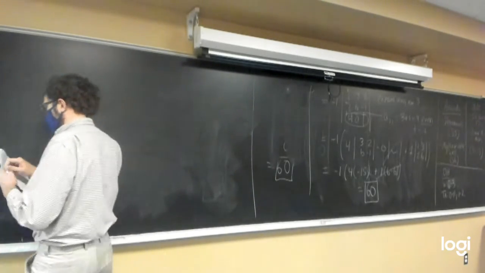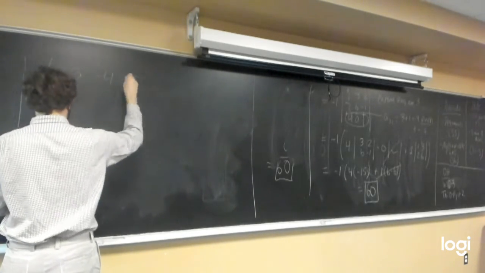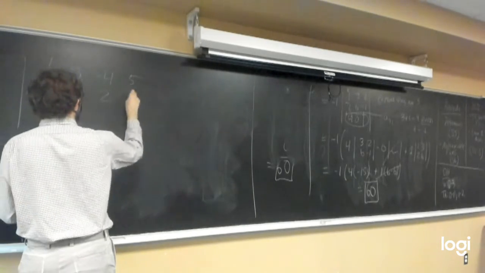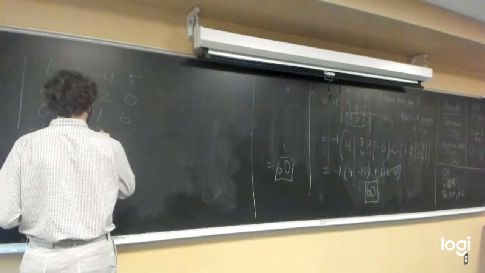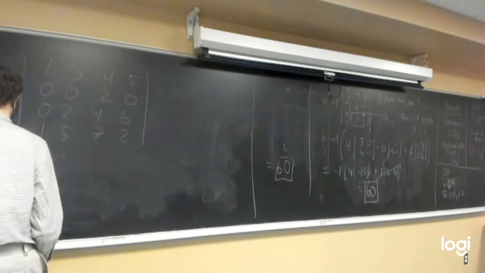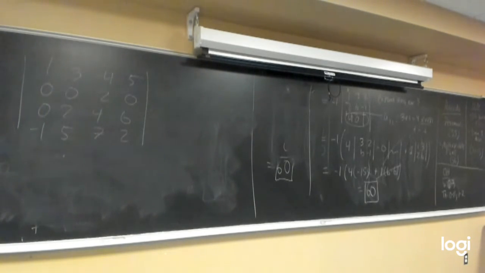So let's do this top one on the second to last page. 1, 3, -4, 5, 0, 0, 2, 0, 0, 2, 4, 6, -1, 5, 7, 2. I would like to evaluate this determinant. Does anybody have a row or column they'd like to propose for where to expand along? Jerry? Row 2. Why row 2? There's 3 zeros.